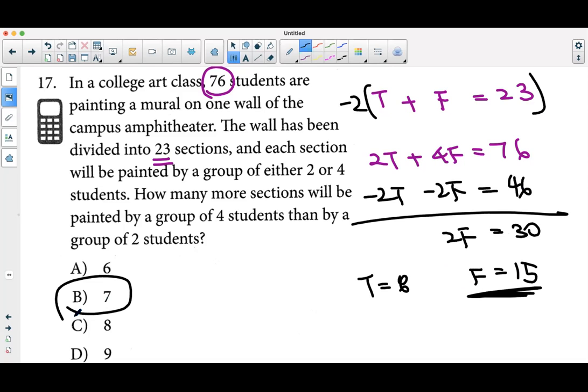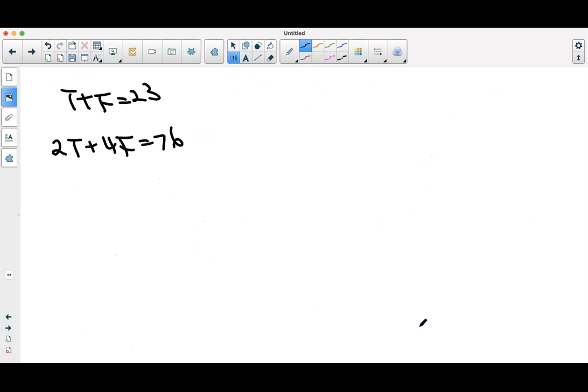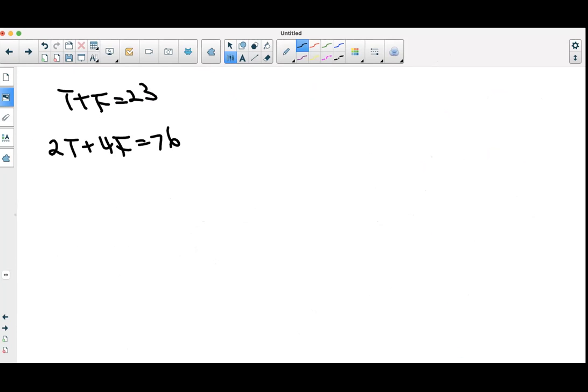So I want you guys to take out your graphing calculator, everybody. Some of you might know how to do this one, but I want you to just do it anyway as practice. So what we want to do is solve t plus f equals 23, and then 2t plus 4f is equal to 76. That's what we want to figure out. So I'm going to take out my calculator as well, but in my case, it's right over here.